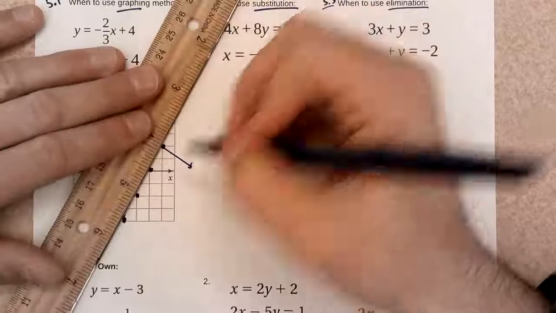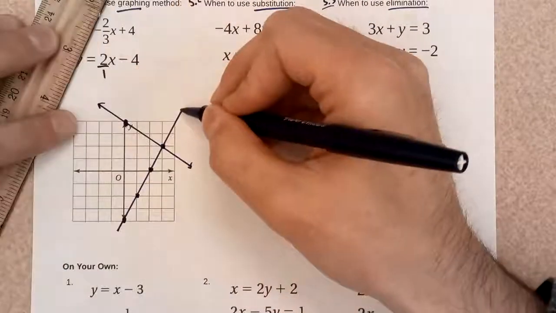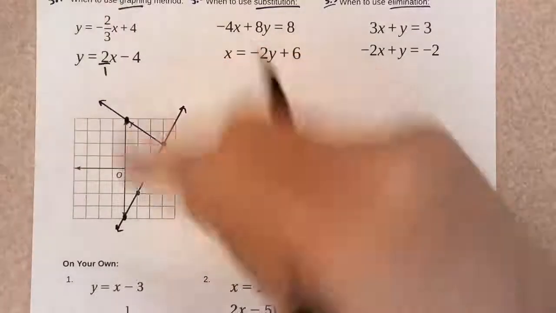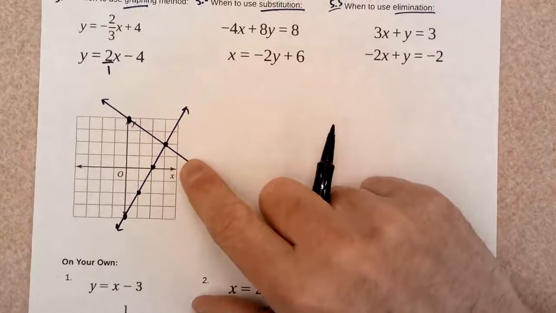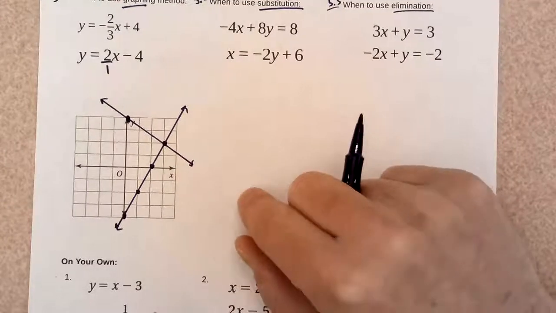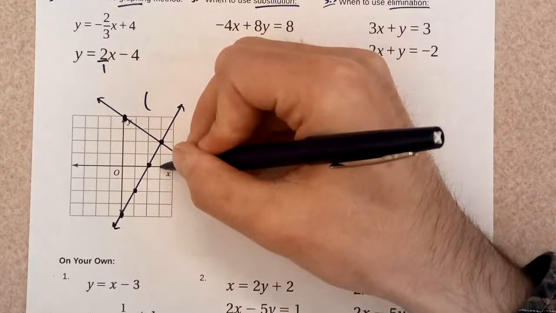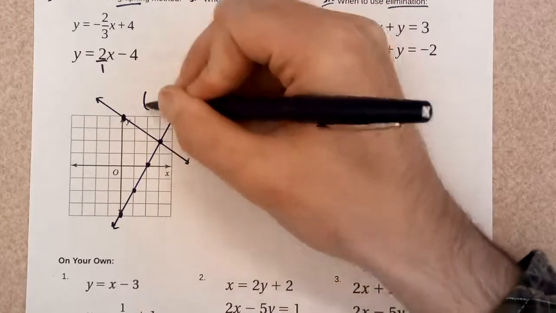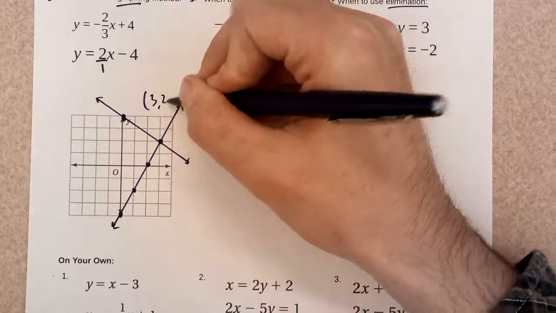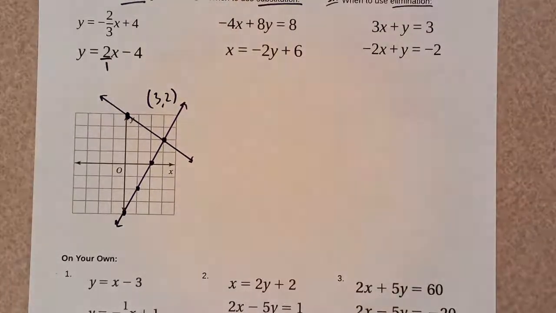And this is how I'm going to solve the system. The solution is just where the 2 lines intersect. So in this case, it would be 3, 2. That is the solution.